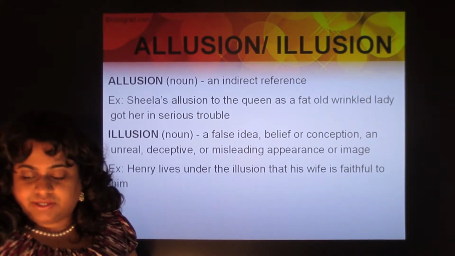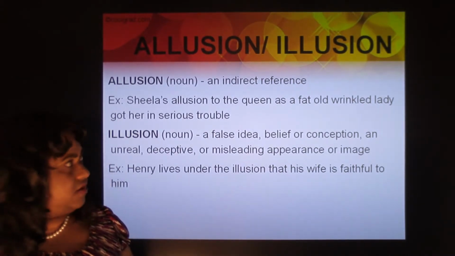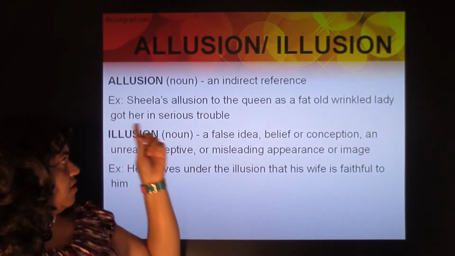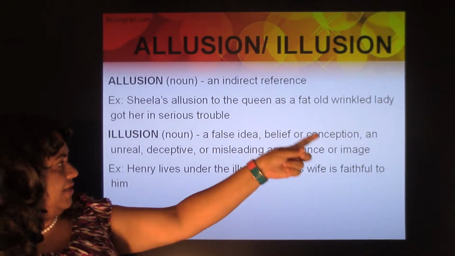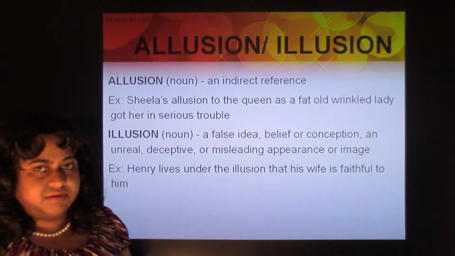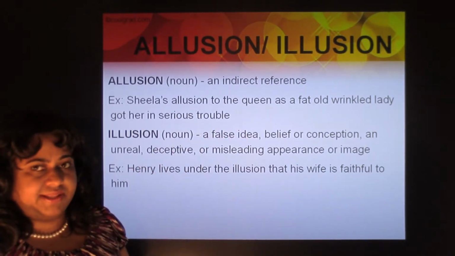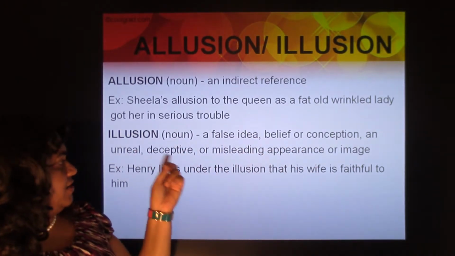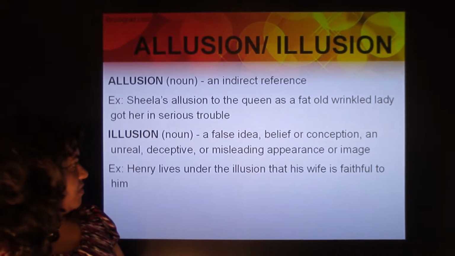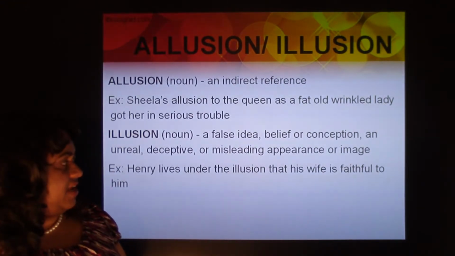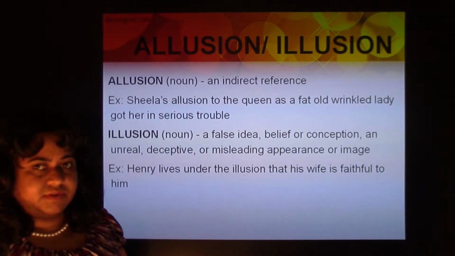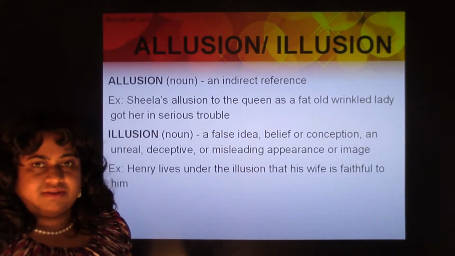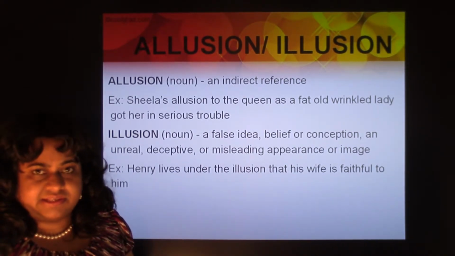So the next pair of confusing words is allusion and illusion. Allusion is indirect reference. It's the same as what we used in the previous slide. Sheila's allusion to the Queen as a fat old wrinkled lady got her in serious trouble. So she alluded to the Queen as a fat old wrinkled lady. Illusion: a false idea, belief or conception, an unreal, deceptive or misleading appearance or image. So Henry lives under the illusion that his wife is faithful to him. Apparently Henry's wife is cheating on him, but he lives under the illusion that she's faithful to him. So he's being cheated. That's an illusion.